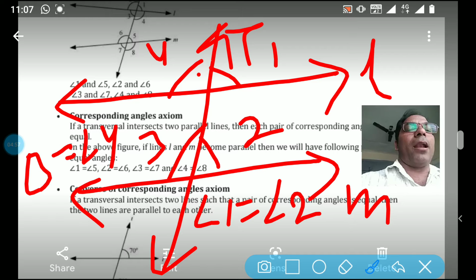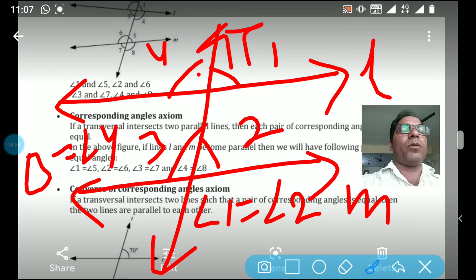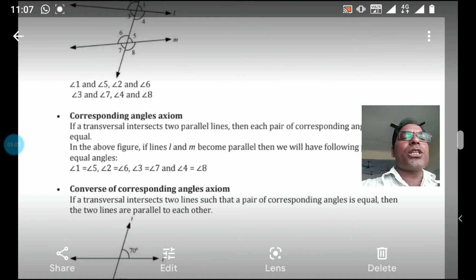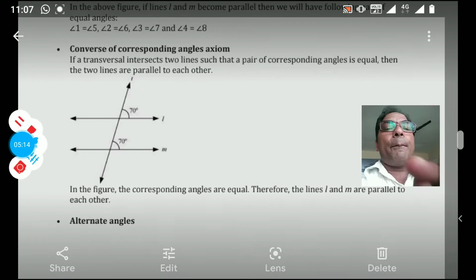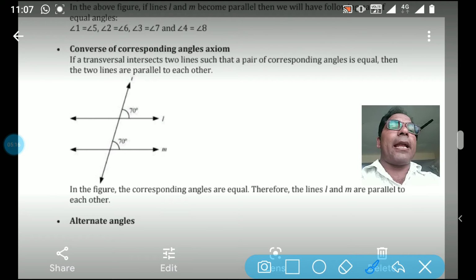If the lines are parallel, then these corresponding angles will be equal. This is the corresponding angles axiom. Here it is given. Next is alternate angles. Alternate angles will only be equal in parallel lines. If alternate angles are equal, then the lines will be parallel. What type of alternate angles? That I am going to explain.